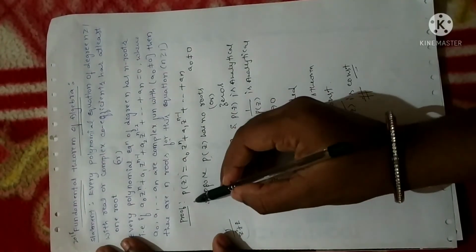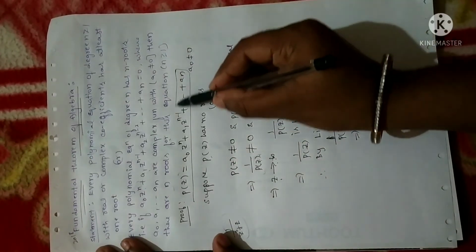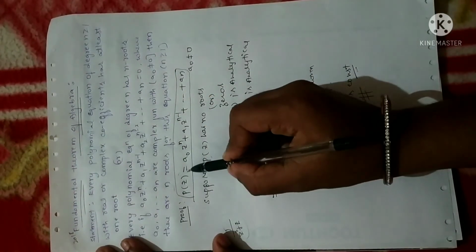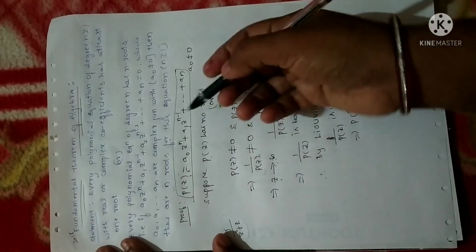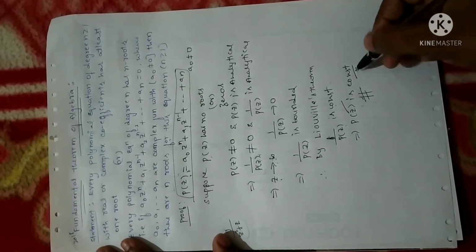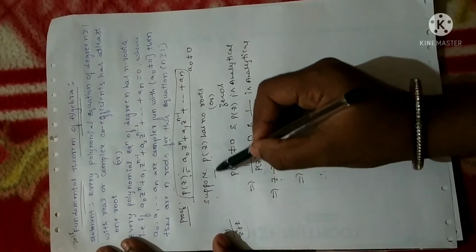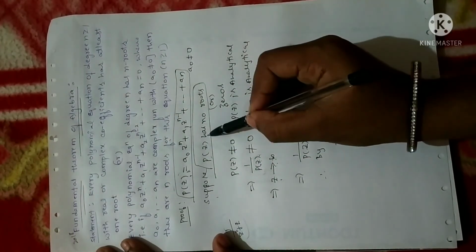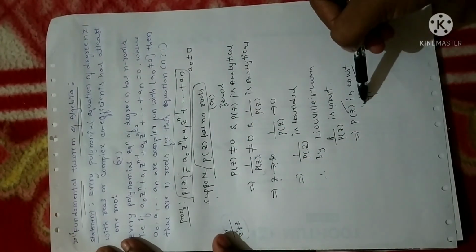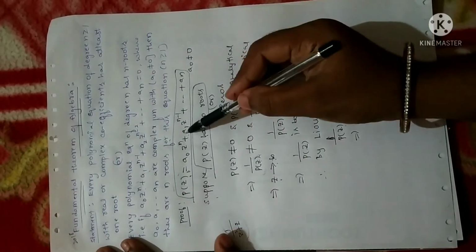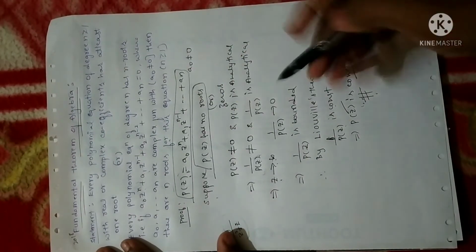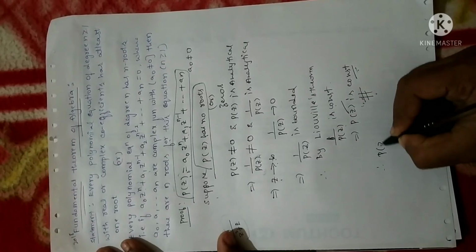Why? Because p of z is not a constant. Instead it is a polynomial. What we have assumed is p of z is a polynomial. But what we have arrived at is p of z is a constant, which is a contradiction to our assumption that p of z has no zeros. If p of z has no zeros, what we derived is p of z is constant. But p of z is a polynomial, so it is not possible. Therefore, p of z should have zeros.